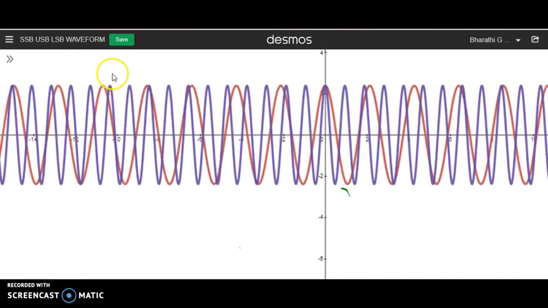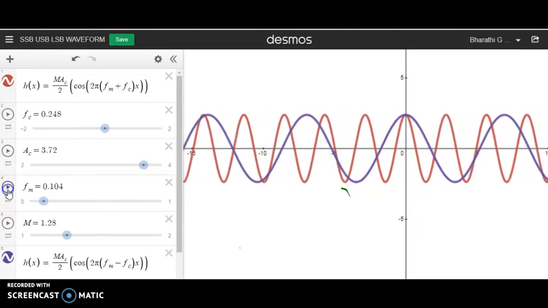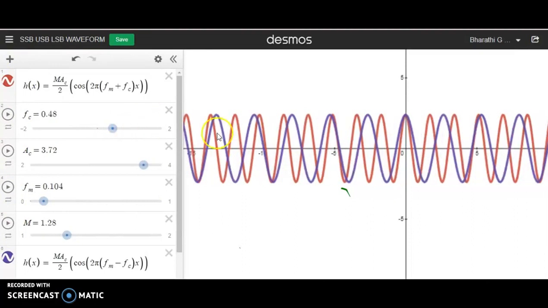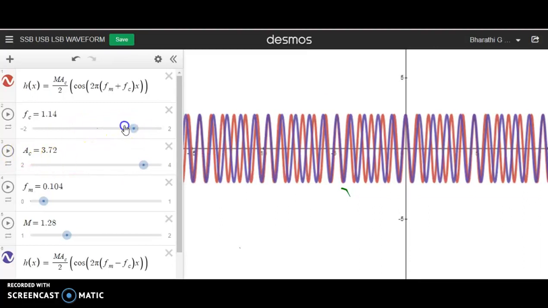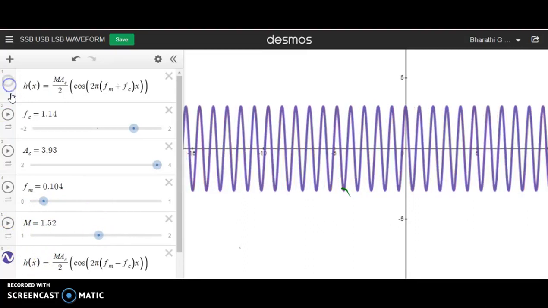If I look at the amplitude, see, I stop this. Now also I get this clear waveform. Now if I change the amplitude, see what happens. It just increases or decreases the amplitude. And if I increase the modulation index, you can see the differences for LSB.